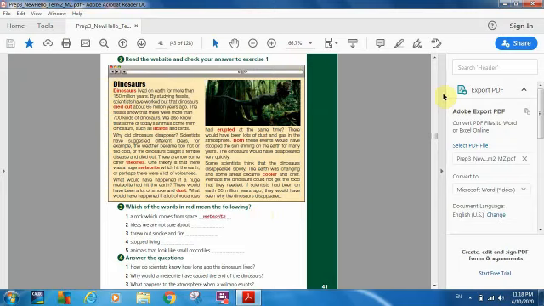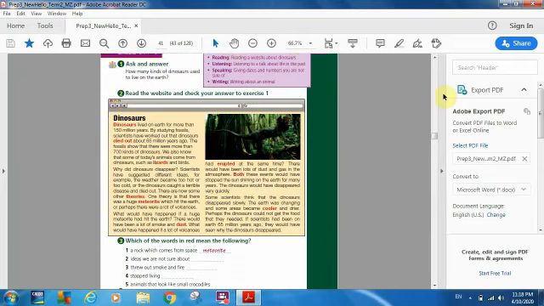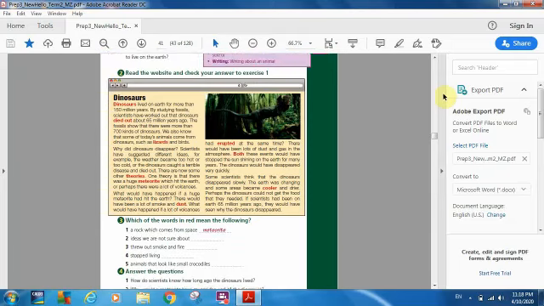Unit 17, and animal life in the past. Of course, when we talk about animal life in the past, we have to mention dinosaurs, their life, how many types of dinosaurs used to live, and so on. So after reading the text, we will answer the questions.